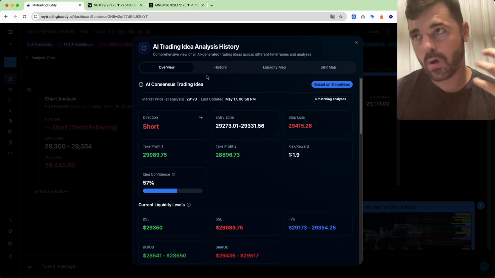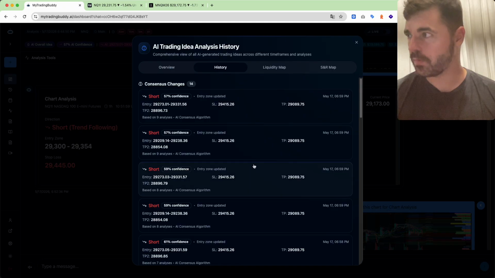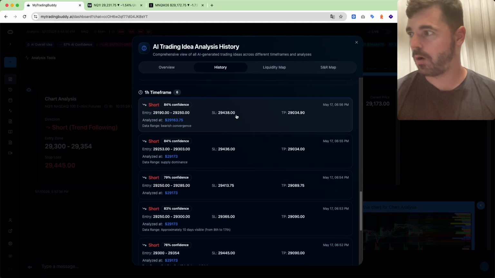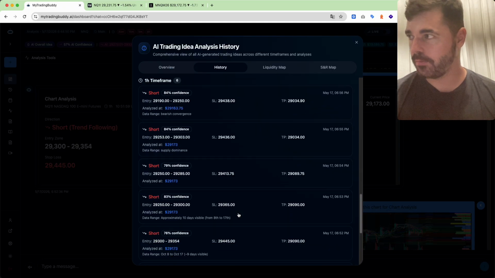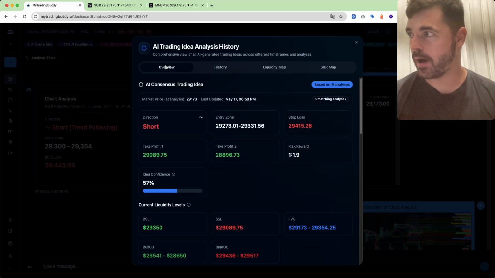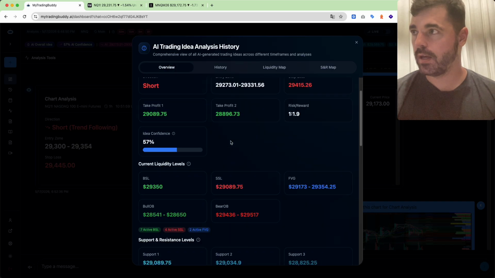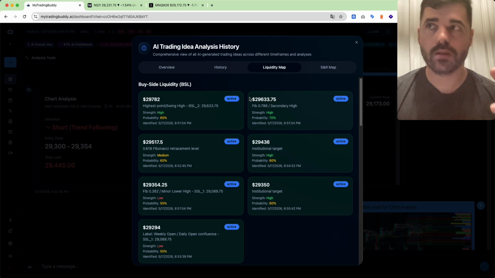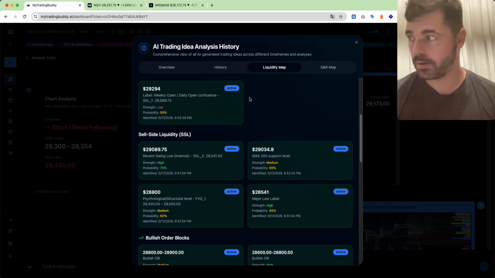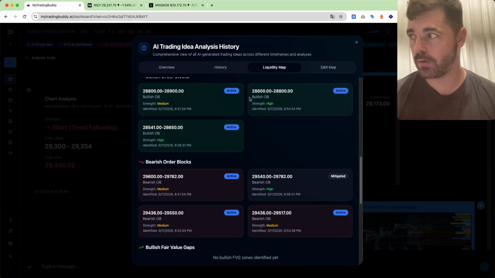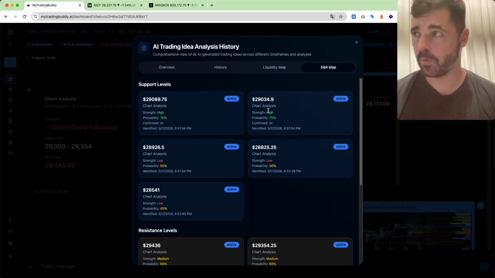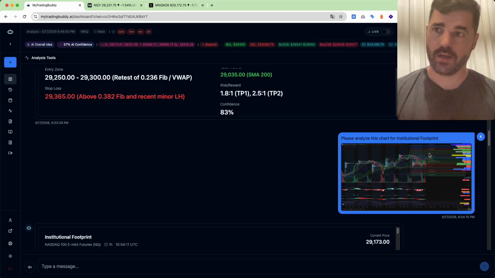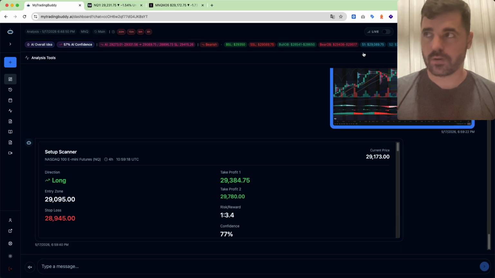Now we have the AI overall idea. It combined all these different ones right here into this AI overall idea. It has adjusted the liquidity map, so all the liquidity that was analyzed through the different runs is now stored here: buy side, sell side, order blocks, support and resistance, etc. So we can ask the AI any questions.